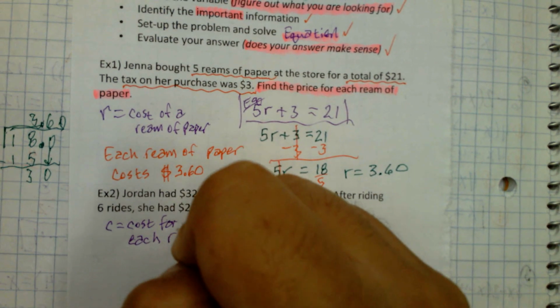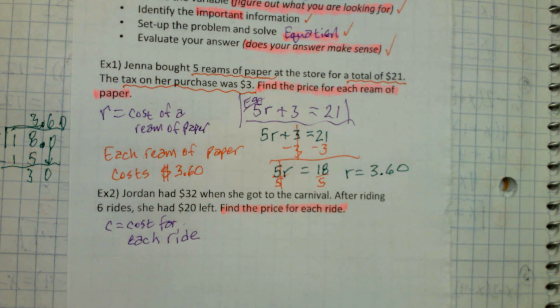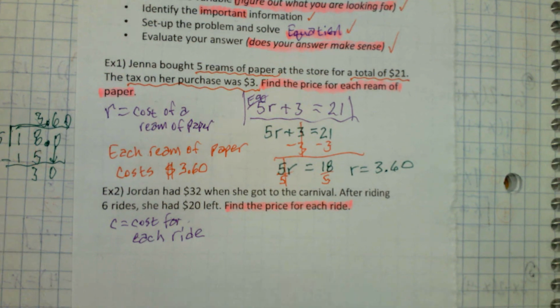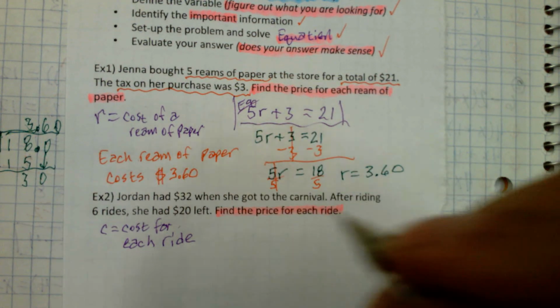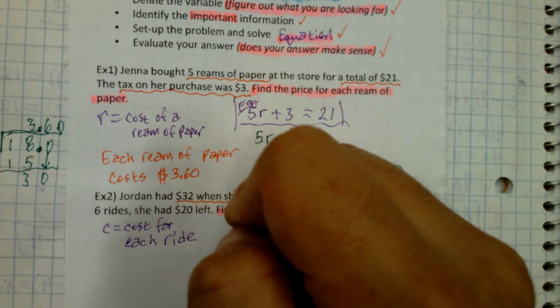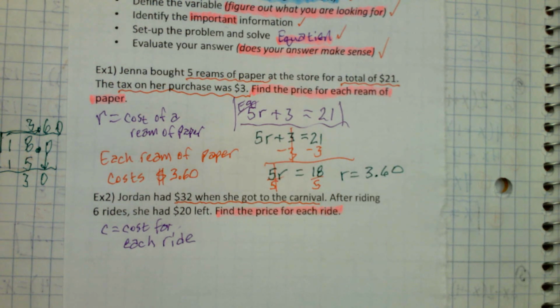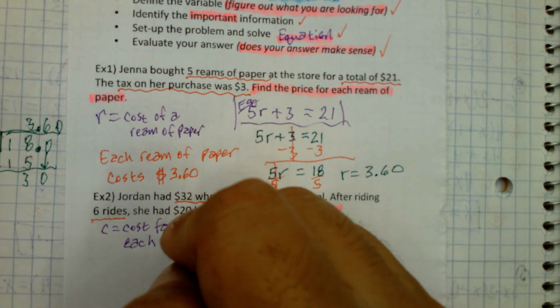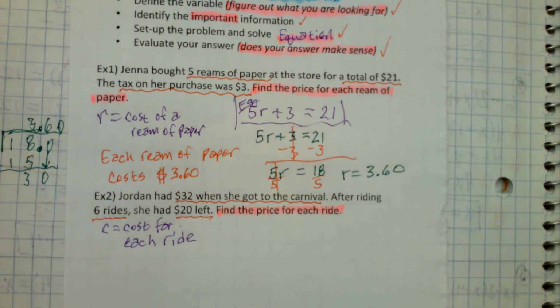So once we figure out what C is in our equation, we'll have our answer. Okay? So cost for each ride. And now let's go through it and find the important information. $32 when she got to the carnival, so that's important. After riding 6 rides, she had $20 left. So she got there with $32. After the 6 rides, she had $20. So that's a story right there.